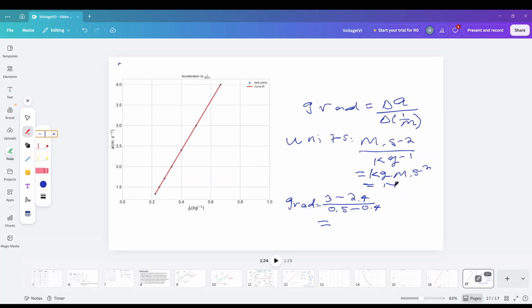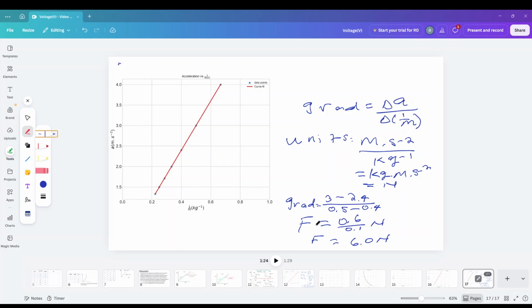But we've seen that the units of this gradient are newtons, so this is our force actually. So I'm just going to write F is equal to 0.6 divided by 0.1 newtons. So then F is equal to 6.0 newtons. So this is the magnitude of the force. So that's why this is useful when we write these equations in the linear form.